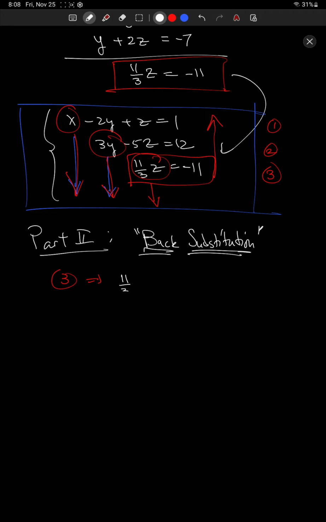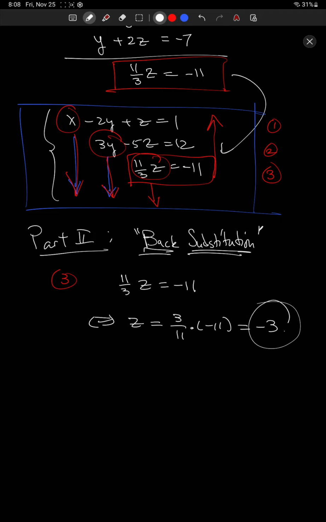11 over 3 z is equal to minus 11. And so now we solve for z. So z is equal to 3 over 11 times minus 11, which is minus 3. Now that we have z equals minus 3, let me write z equals minus 3 and put that in the box. That's our final answer for z.